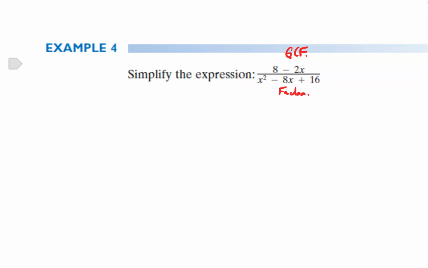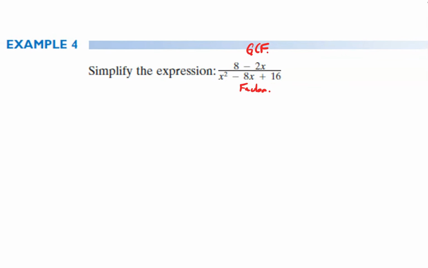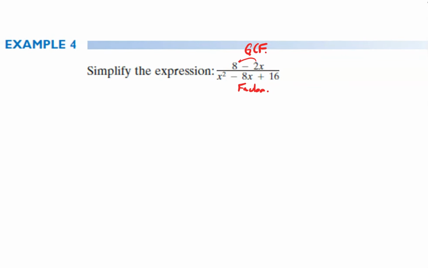In the numerator, there's a GCF. Certainly the number 2 can divide both of those terms, but you may notice that these two terms are kind of backwards. They're in reverse order from what we're used to. So in this case, I'm going to use the negative 2 as my GCF. This is a trick we learned a couple weeks ago, and that allows us to effectively reverse the order here.